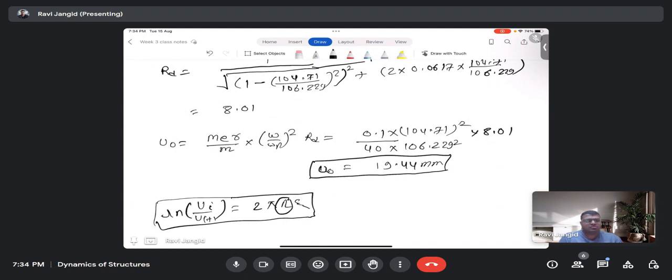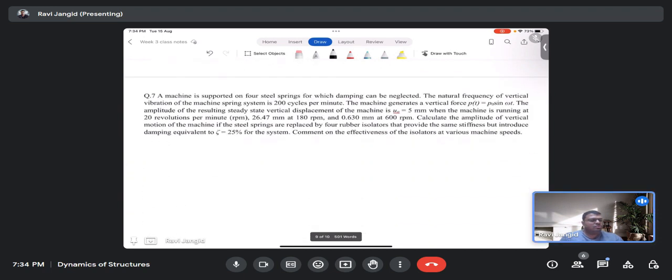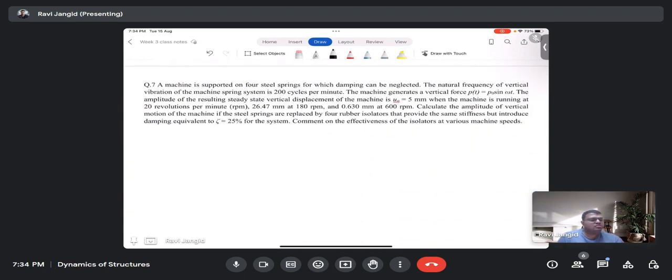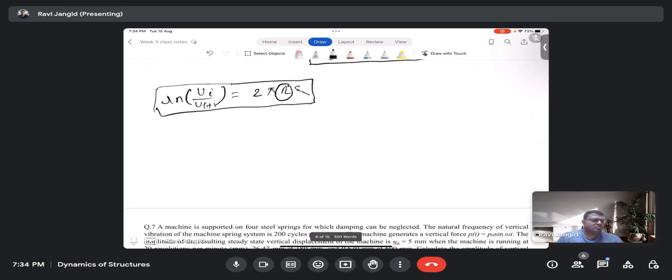Why do we have to multiply by the number of cycles? For so many cycles, it is 2 pi psi. For one cycle only. Our problem is, if you are given successive cycles, then we have to consider this only, 2 pi psi. This is only for the maximum amplitude. We are not going to the logarithmic decrement.